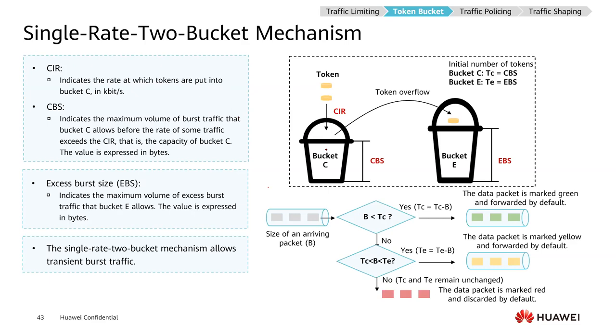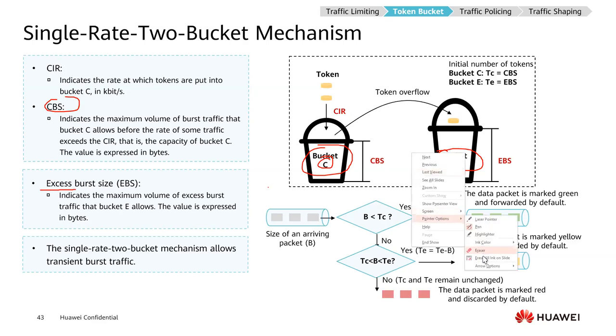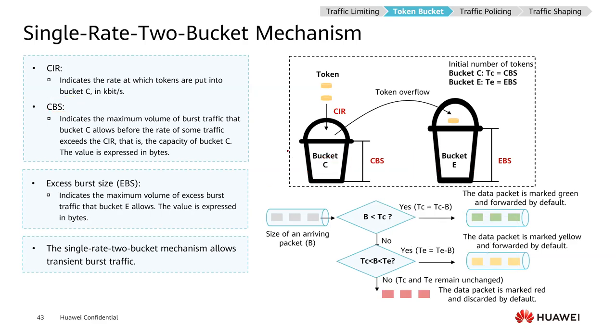The single rate, two bucket works like this. They have two buckets. The first is called the C bucket, and the other is called the E bucket. The C stands for CBS, the committed burst size. The E stands for excess burst size. So this is the E bucket. So what is the working principle of this single rate, two bucket? It works like this.